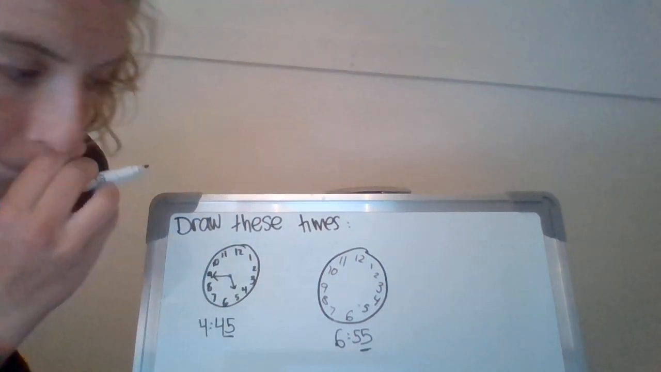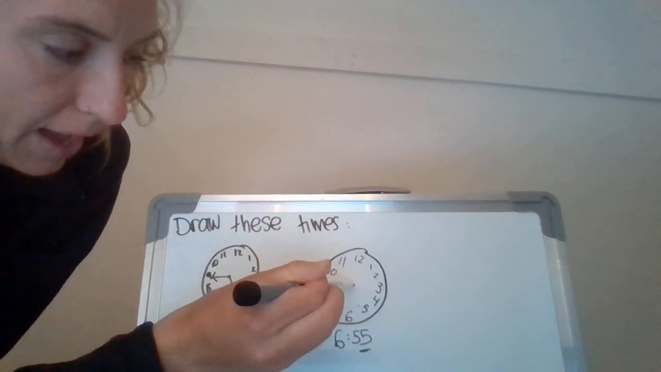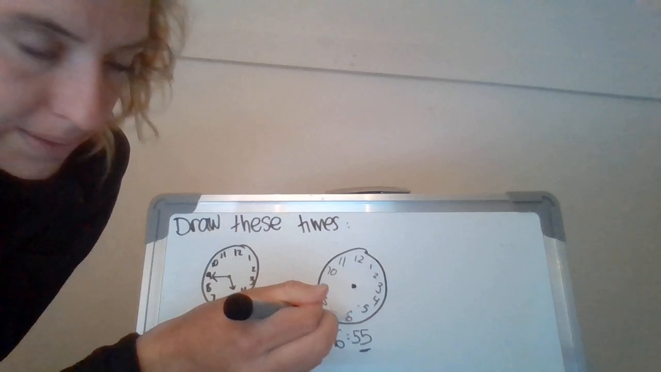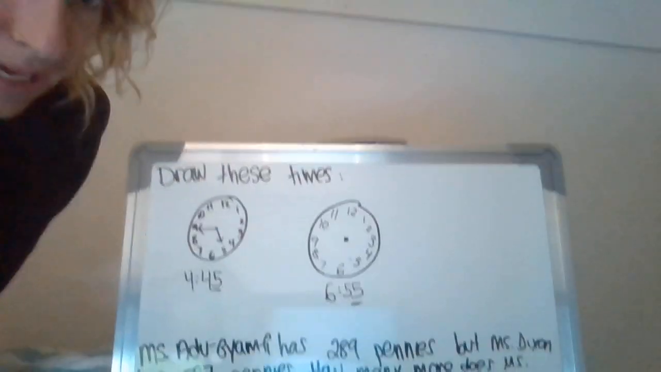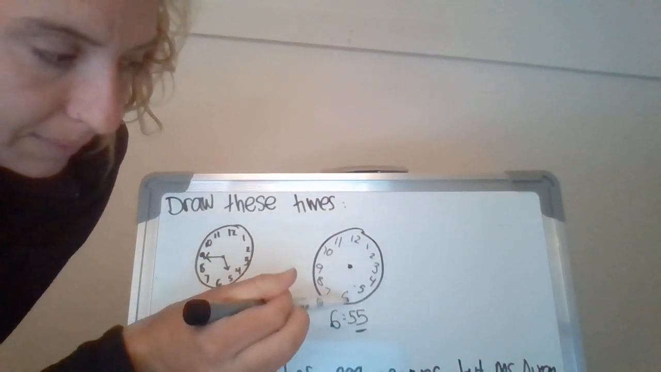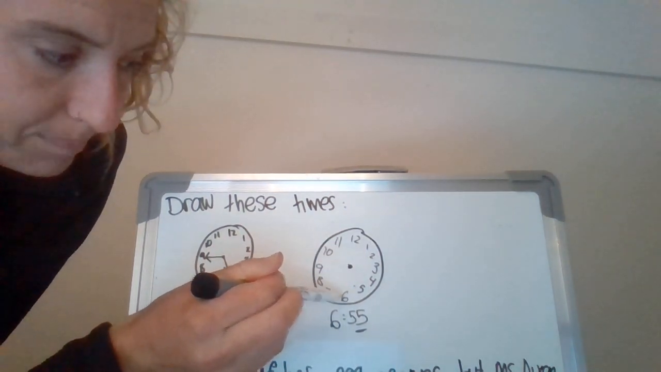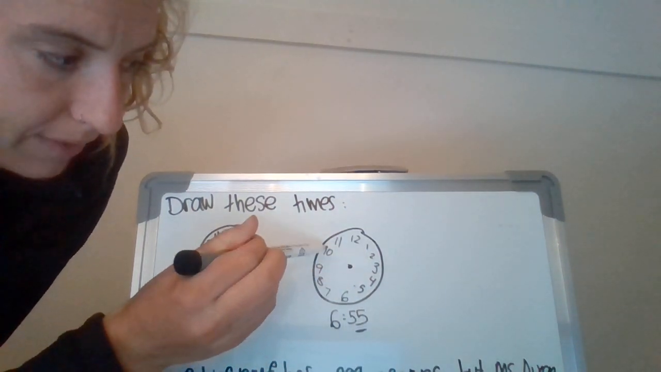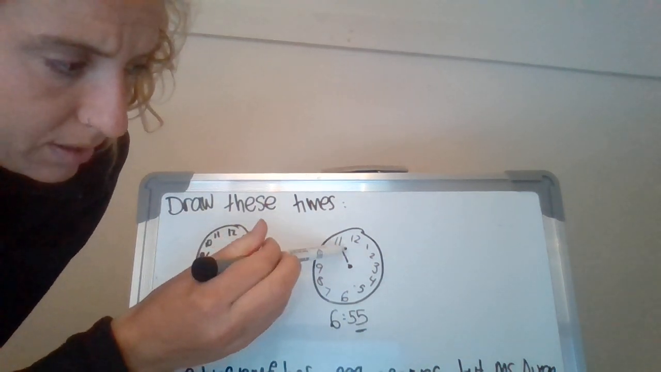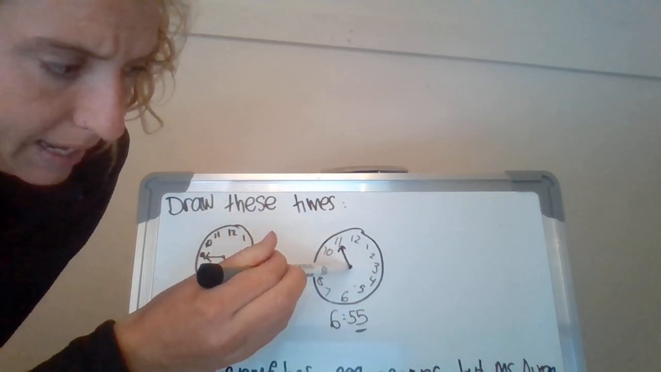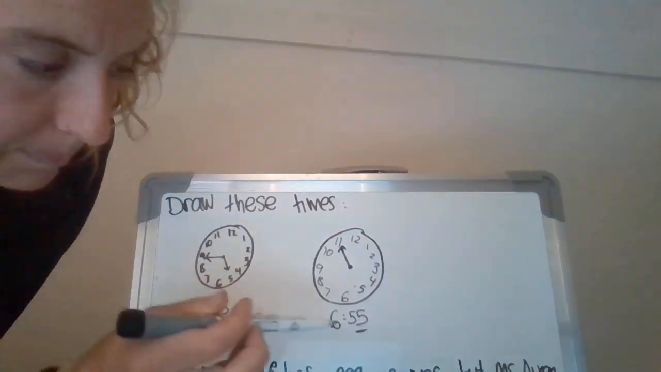So there we go. This one says 6:55. Now, I remember from last time that I'm going to start with the minute hand because it's a little easier. And I know when I counted by fives, the 6 was 30. So I'm going to start at 30. 35, 40, 45, 50, 55. So my long minute hand is going to be pointing at the 11.